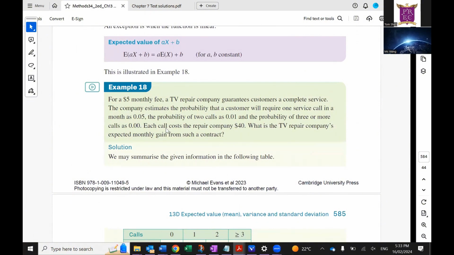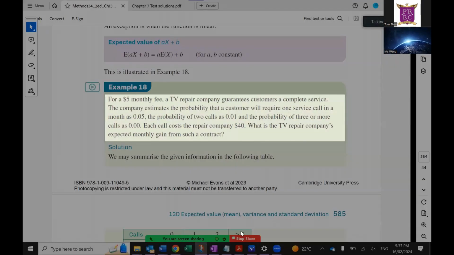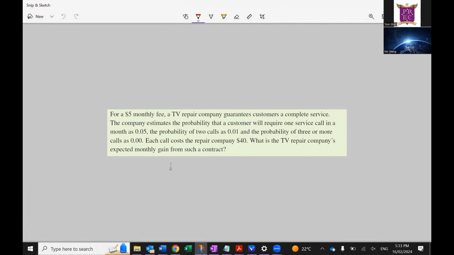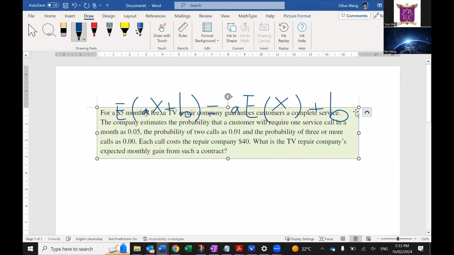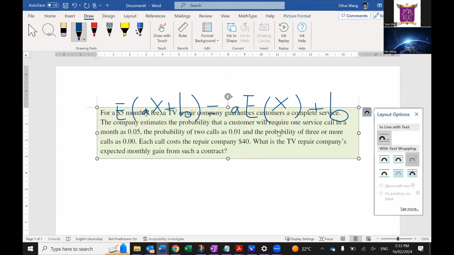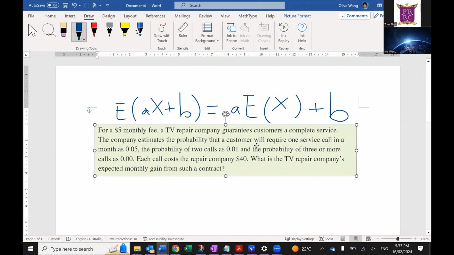Okay, now let's have a look at this question together, and have a read of this one, and mark the row as well.